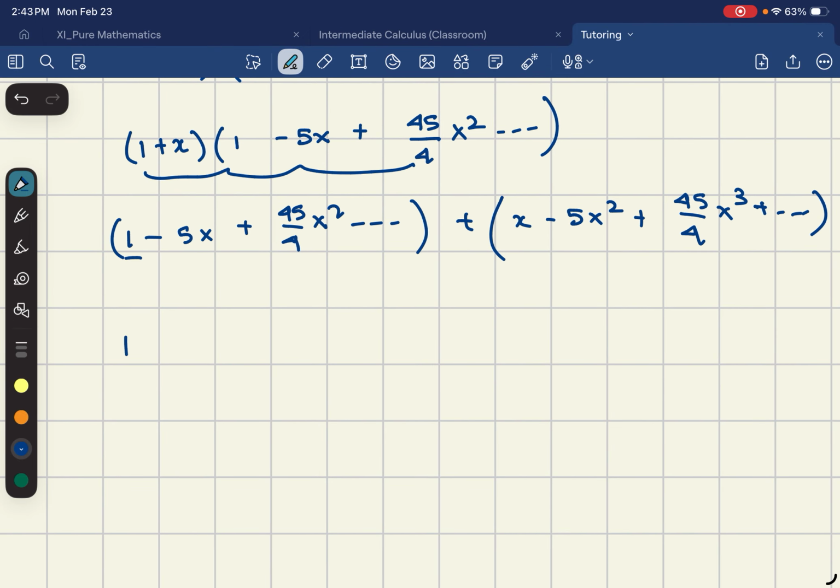So 1, and I'm not going to need x cubed because the first three terms is just going to be x to the power 0, x to the power 1, and x to the power 2. So minus 5x plus x, that is minus 4x. And I have plus 45 by 4x squared minus 5x squared. Well, 5x squared is just 20 over 4x squared. And if I simplify this, I get 25 by 4x squared, and it goes on.